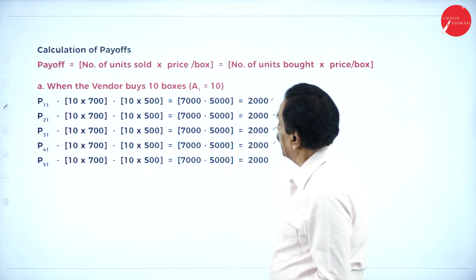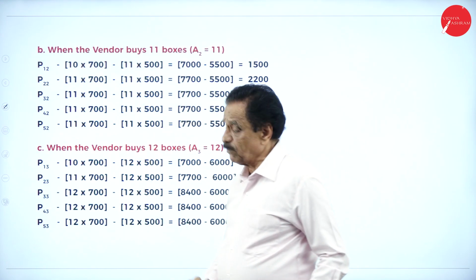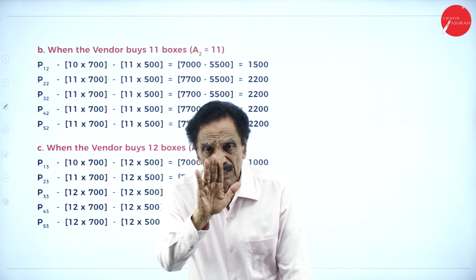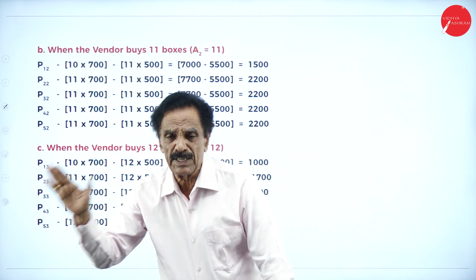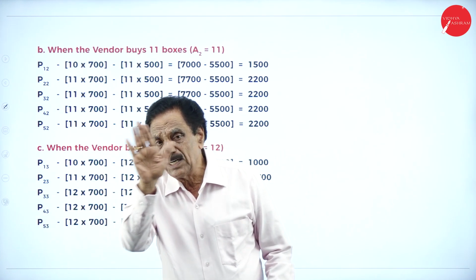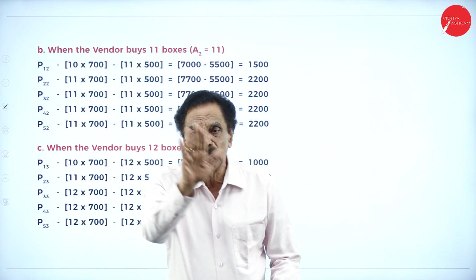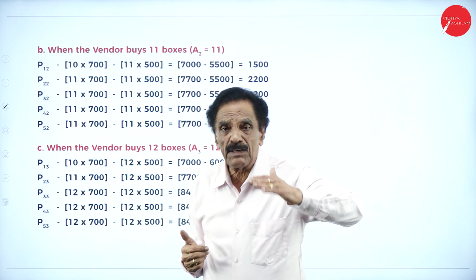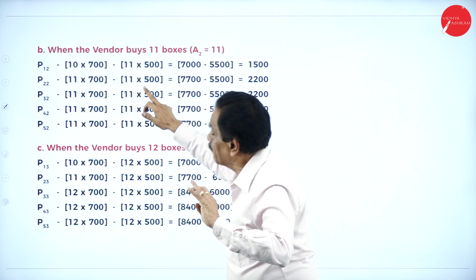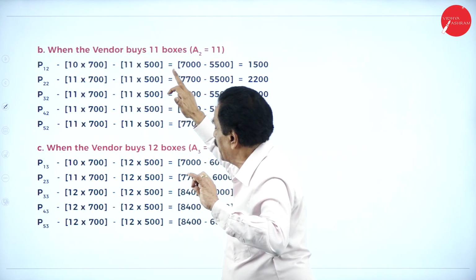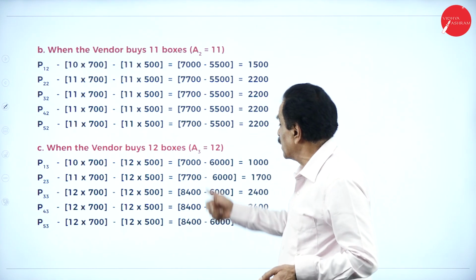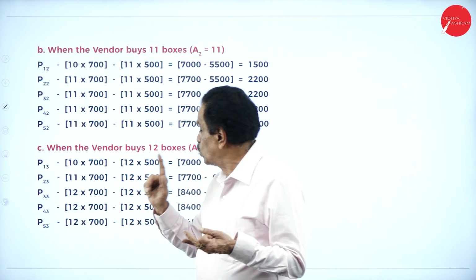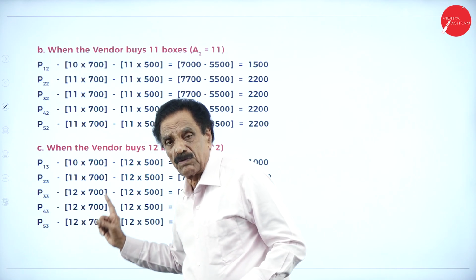Then when the vendor buys 11 boxes, you must be careful here. This is called alternative course of action. When you go 10 to 14, first 10 into 700 for 5 times. When you go for 11, 10 into 700, then 11 into 700 four times. In the purchase, you have to go with 11 into 500 for all five. When you go for 12 boxes, A3, 10 into 700, 11 into 700, 12 into 700, 12 into 700, 12 into 700.